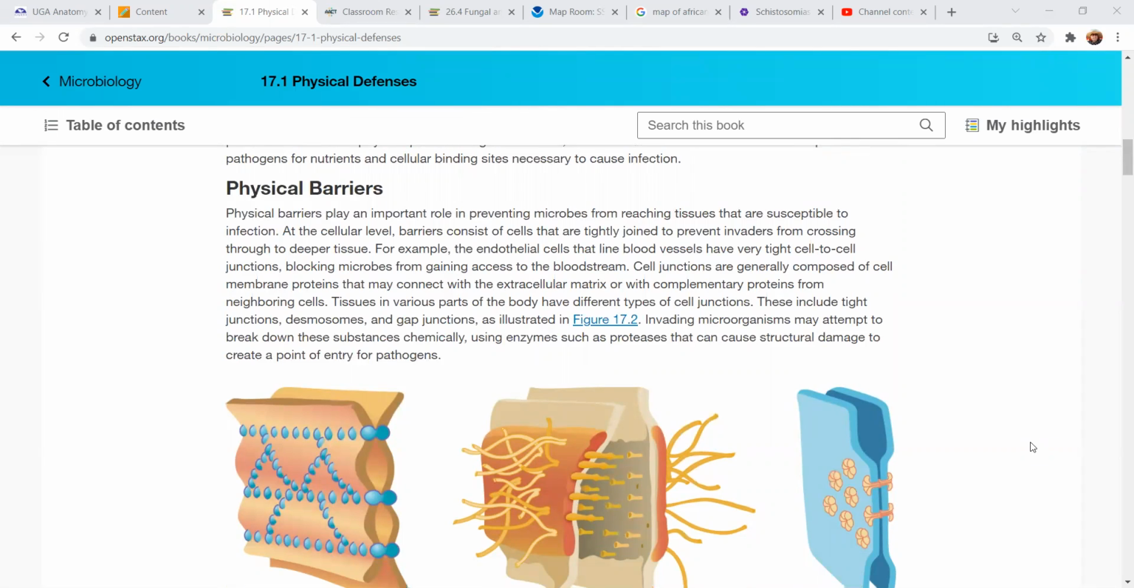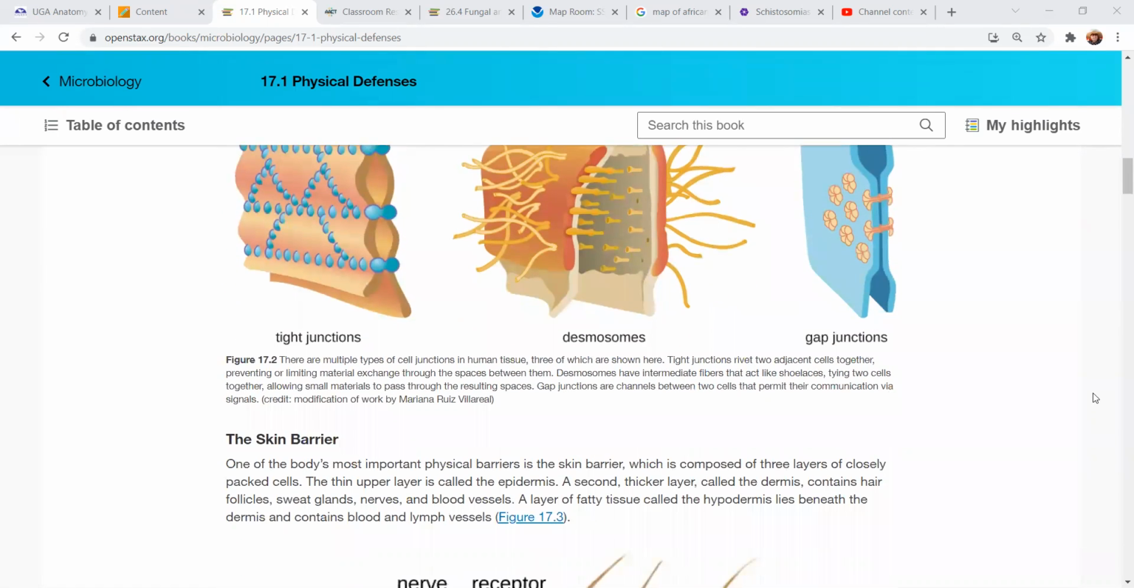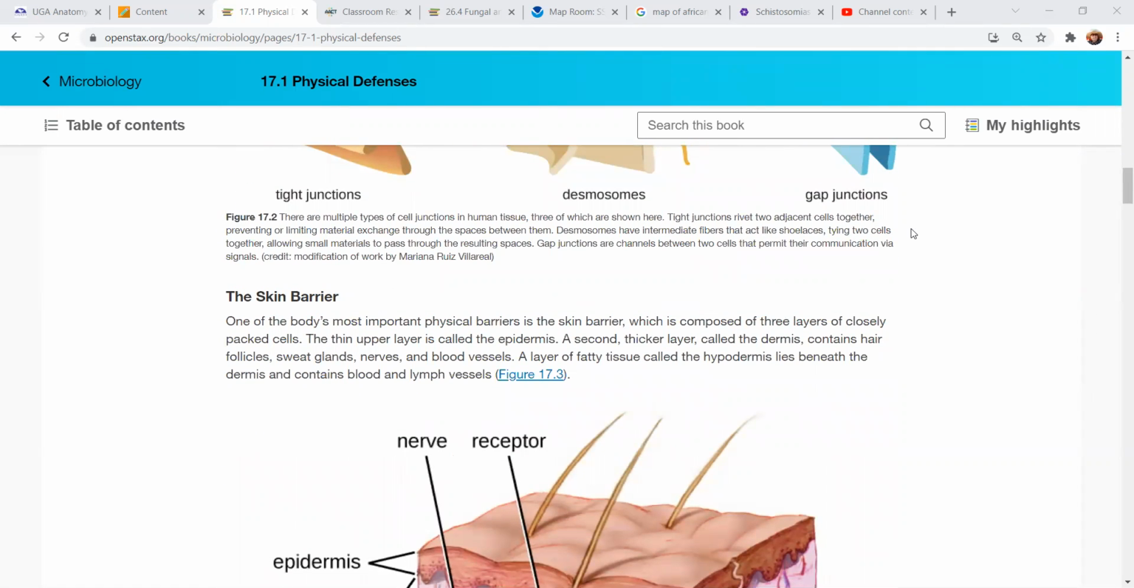So if we look at physical barriers, we're talking about basically cellular junctions. These are junctions that bind cells together so tightly that invaders can't get through. And as you've seen, as we've gone through some of the virulence factors and the pathogens, some of them are able to secrete enzymes that can break down this cellular glue so that they can squeeze in between there. But as long as those stay intact, pathogens can't get through there.